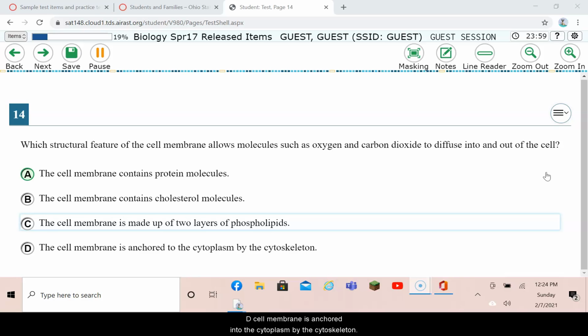D, the cell membrane is anchored to the cytoplasm by the cytoskeleton. I don't see what that would have to do with getting oxygen and carbon dioxide in and out of the cell. However, C is the correct answer.